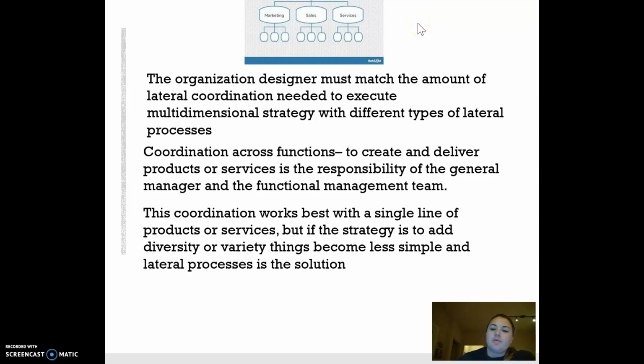This type of coordination works best with a single line of products or services, but if the strategy is to add diversity or variety, things become less simple and lateral processes are the solution. In our case, we have a single main product, but we also have a line of services. So using the lateral process is very beneficial to us because we also have different services that require different integrators here.